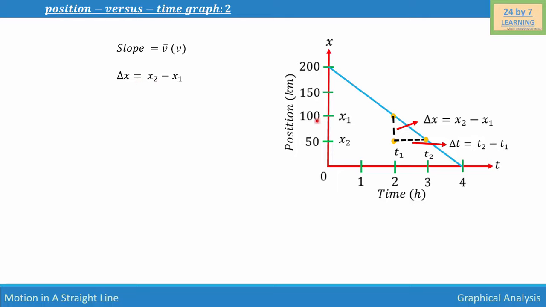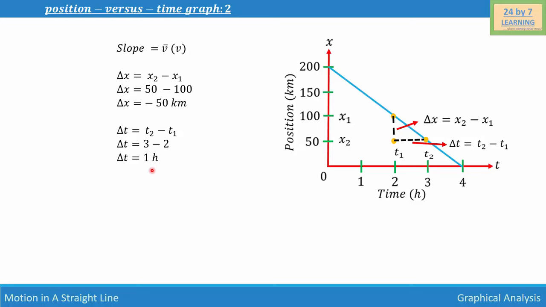So let's first find the change in position, which is delta x is equal to x2 minus x1, and my x1 is 100 and my x2 is 50. So basically the position is changing from 100 kilometer to 50 kilometer. Now let's substitute that value over here: delta x is equal to 50 minus 100, and we know that 50 minus 100 is negative 50 kilometer. So the change in position is negative 50 kilometer. Now let's find the change in time, which is delta t is equal to t2 minus t1. My t1 is 2 hours and my t2 is 3 hours. So delta t is equal to 3 minus 2, which is equal to 1 hour. So delta t is equal to 1 hour.